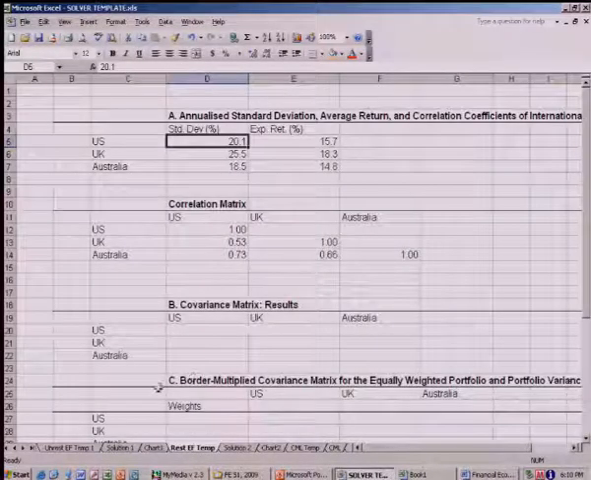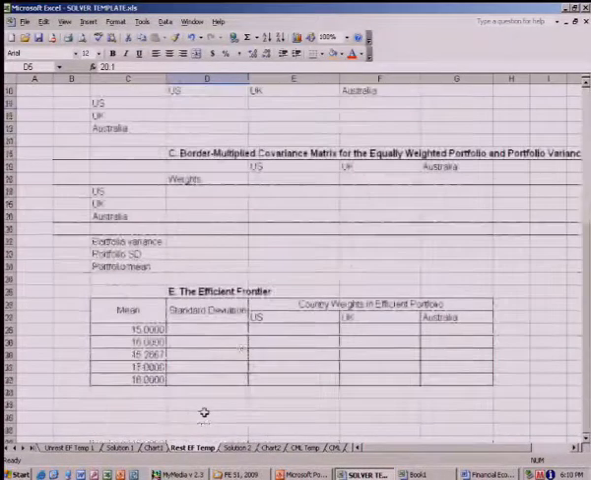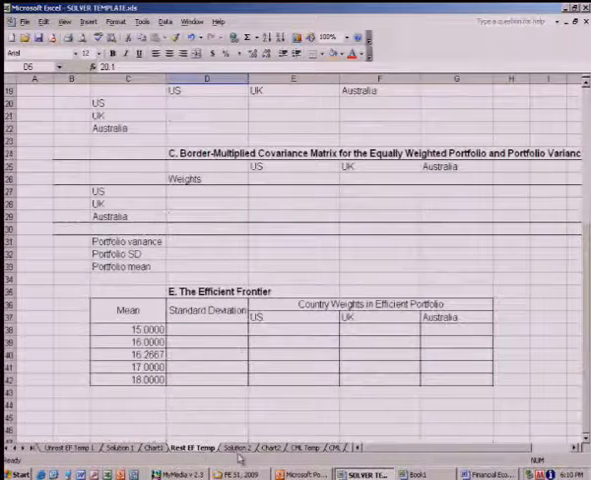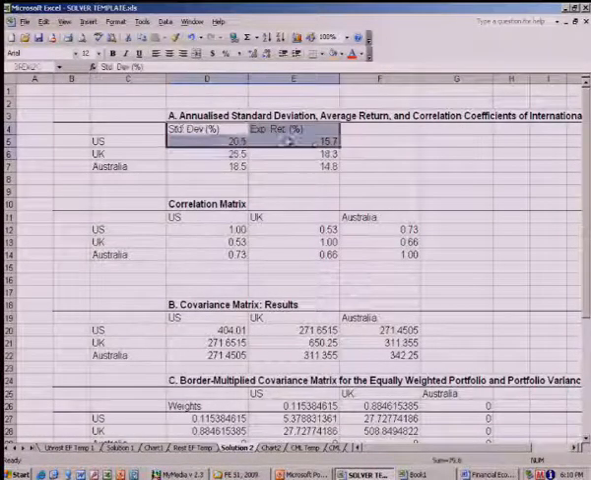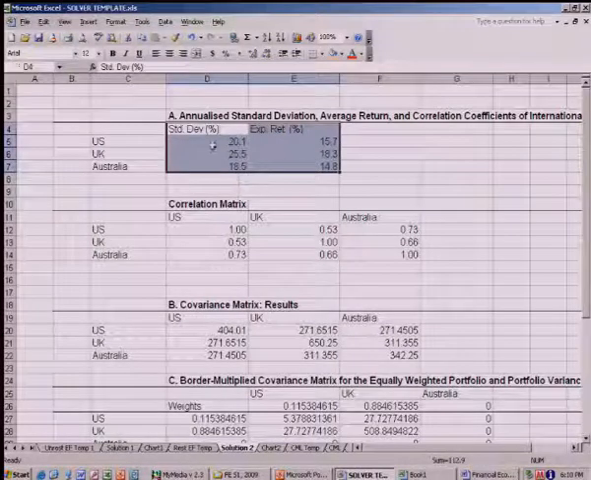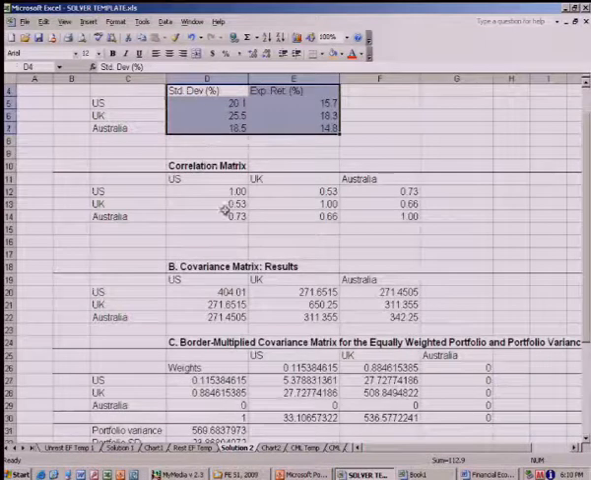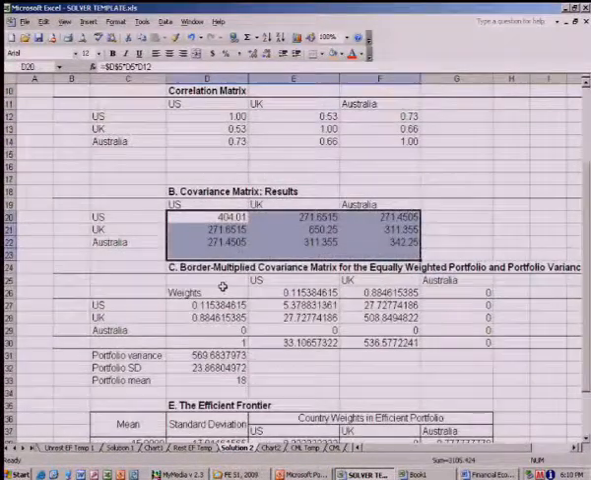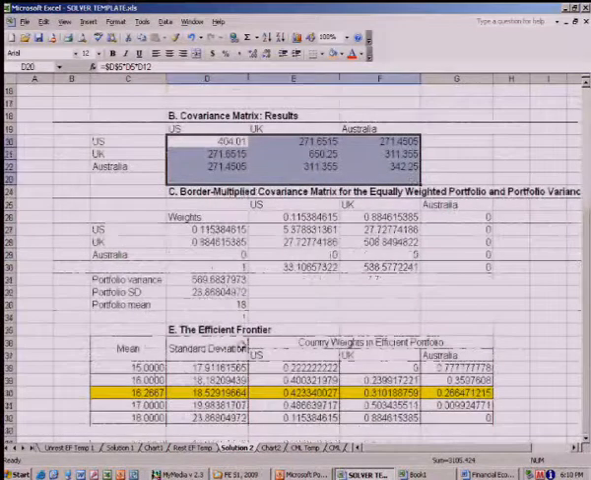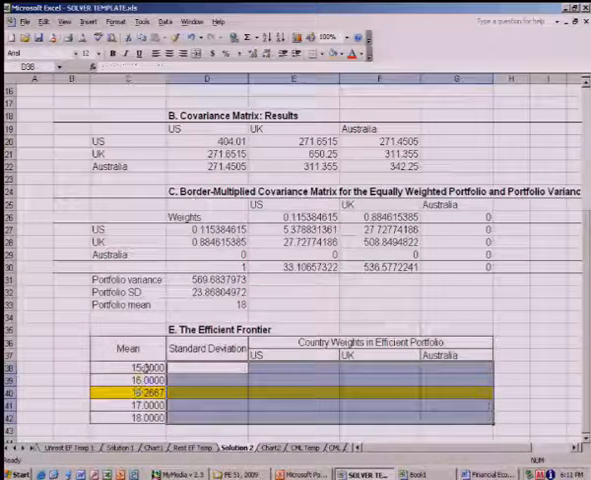I'll quickly show you how to do the restricted efficient frontier. So what I have here is all the information that we have already calculated: the information on the standard deviation, on expected return on the individual assets, the correlation matrix is there, the covariance matrix is there. I do have the weights that are already there as well. I'm just going to quickly get rid of this.